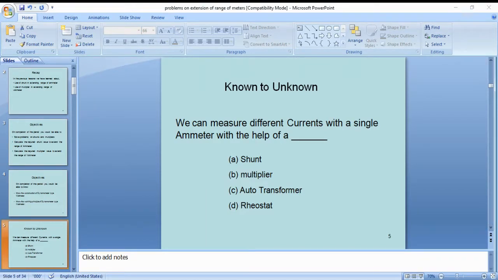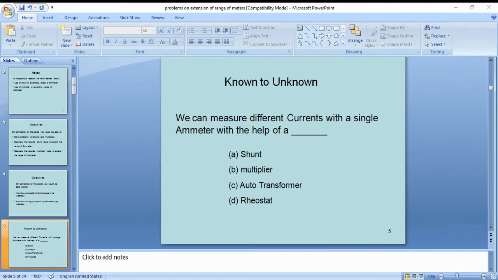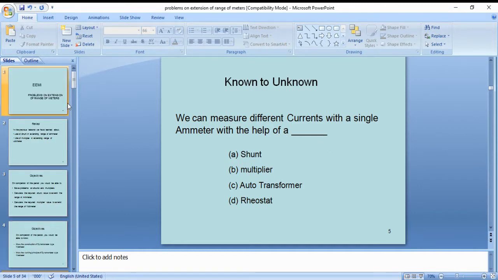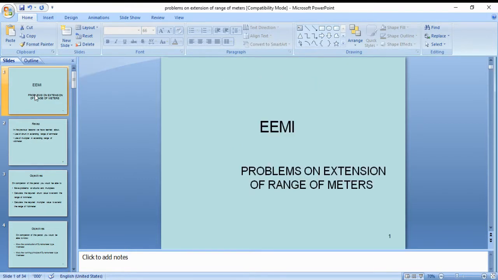Afternoon all. In this video lesson, we are going to discuss mainly the extension of range of meters and voltmeters. In that, we mainly focus on the problems on extension of range of meters.